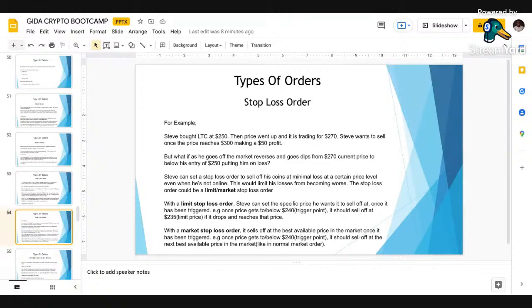So that is once price gets to or below 240. Let's take for instance, he puts his trigger price at 240. He bought at 250. Now he put his trigger or stop price at 240. He's saying that once price gets to or goes below 240, it should sell off for him at 235. That is, it dips from 240 to 239, 238, or down to 235. So once it dips to 235, that is now his own limit price. So if it drops and reaches that price, sell for me. Do you understand?